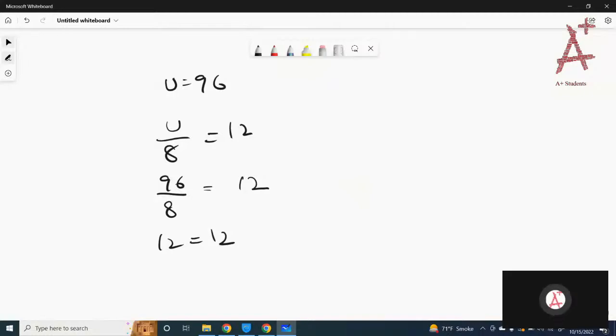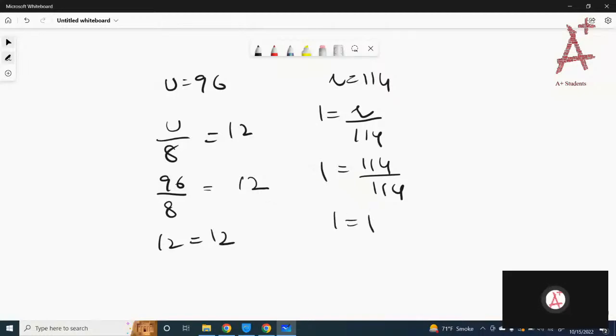Okay, the next one is r equals 114, and the equation is 1 equals r over 114. Replace the r with the value 114 over 114 equals 1. 1 equals 1. That means yes, this is the solution of the equation. Got it?